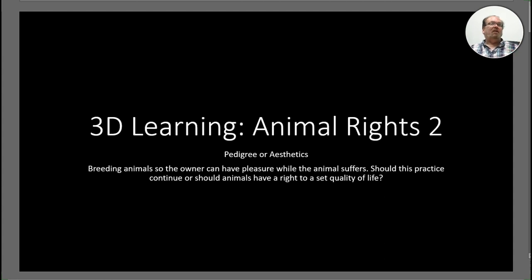and the health issues associated with things like the pug, with the closed nose, and there's lots of breathing issues. So, should we breed just for pedigree, or should we encourage aesthetics? And we want to look at that, because don't animals have a right to some kind of health and quality of life? That's the end goal debate. This is step 2.